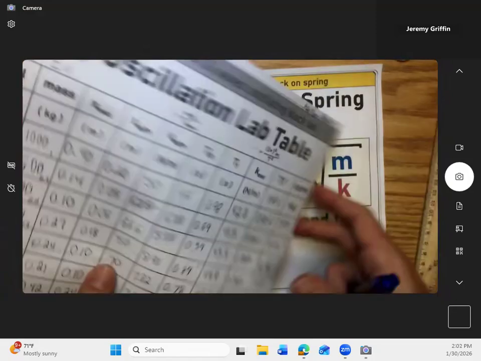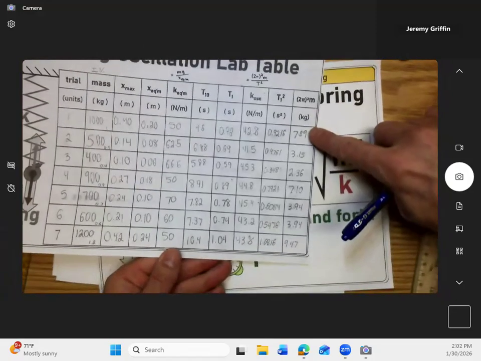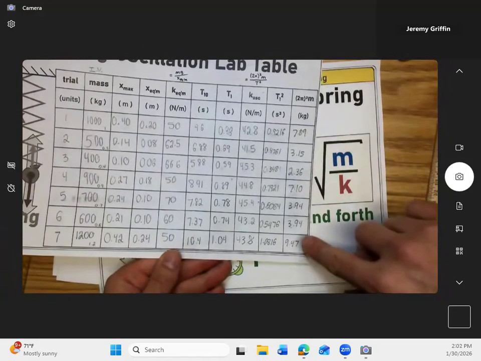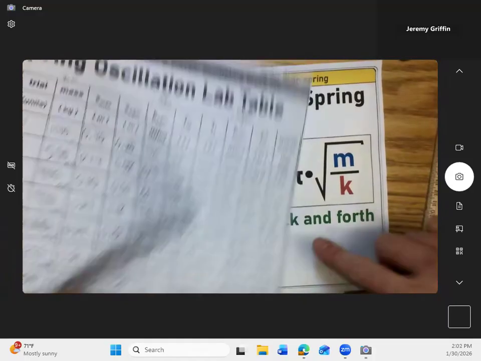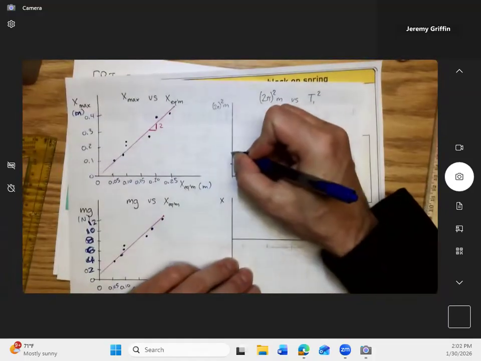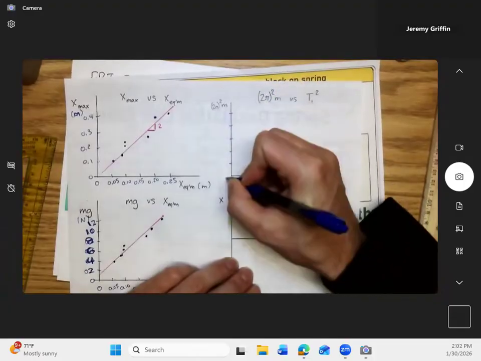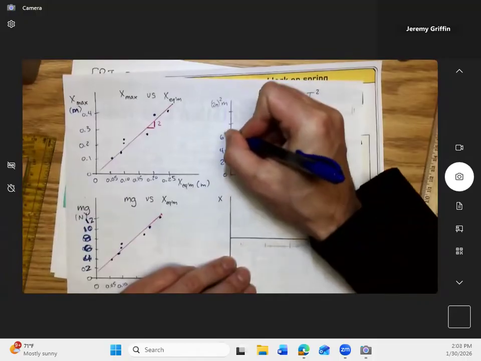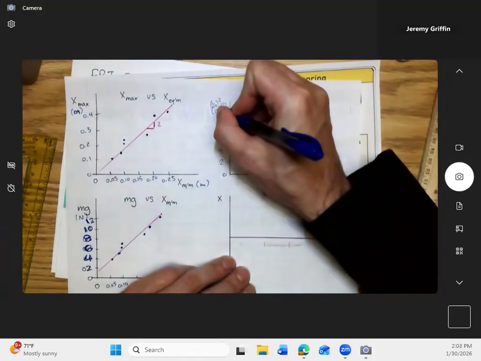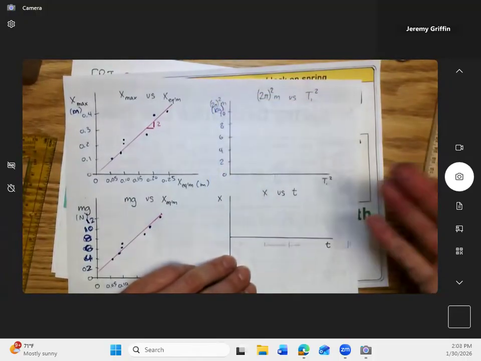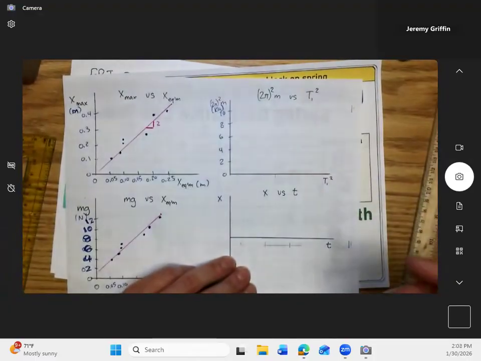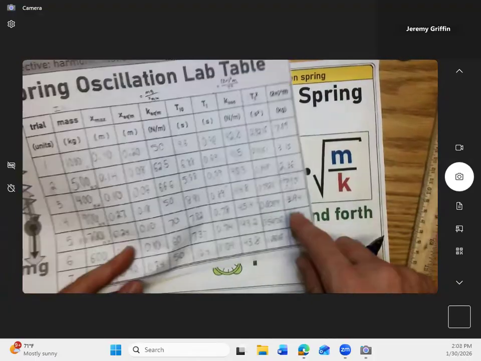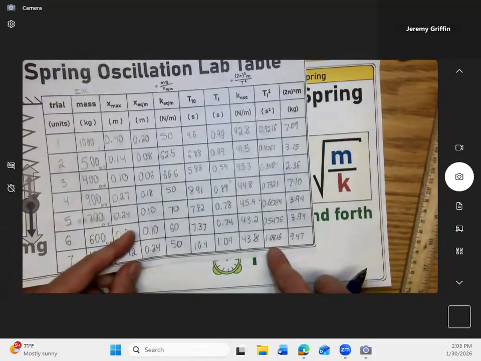Right, so 2 pi quantity squared m. Looks like the biggest number is 9 point something, so let's go up to 10. Let's go 2, 4, 6, 8, 10. So you guys know you're starting all your graphs at 0. And the unit is kilograms, because 2 pi is a constant and the mass is in kilograms. And the time period, what's the longest time period squared, I should say?